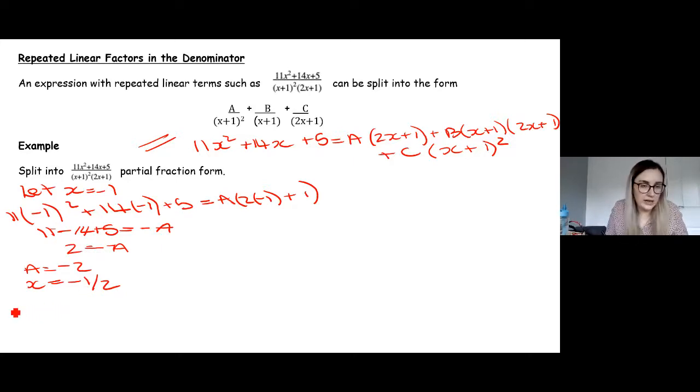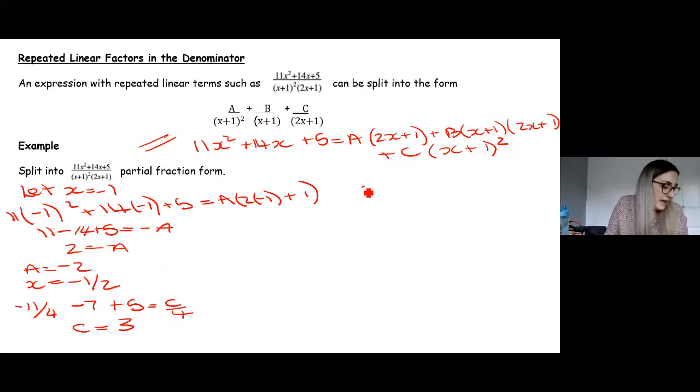so working all that out, we should have minus 11 over 4 minus 7 plus 5 is going to equal c over 4. And solving all that down, eventually we're going to get c is going to be equal to 3. Now we know a is equal to 2 and we know c is equal to 3. I'm going to put them in and we're going to be able to solve for b, okay?